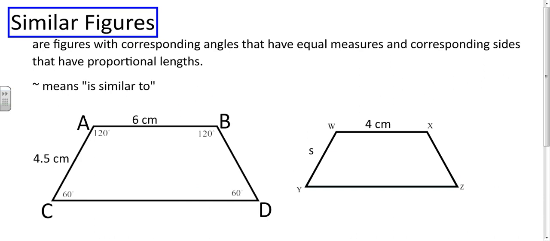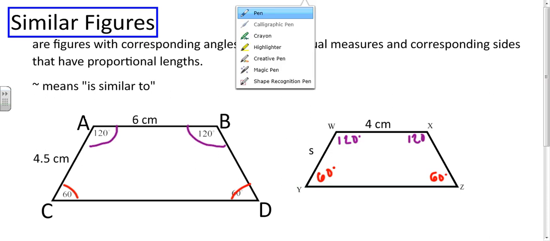We can also use proportions to help us solve problems with similar figures. So similar figures are figures with corresponding angles that have equal measures and corresponding sides that have proportional lengths. So what that means is you see how angle A and B are both 120 degrees here. That means that angle W in this similar figure is 120 degrees, and so is angle X. Likewise, since angle C and angle D are both 60 degrees, the corresponding angles are angle Y and Z, so these are both also 60 degrees.